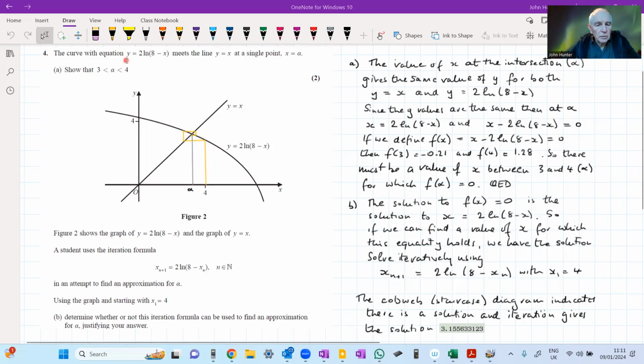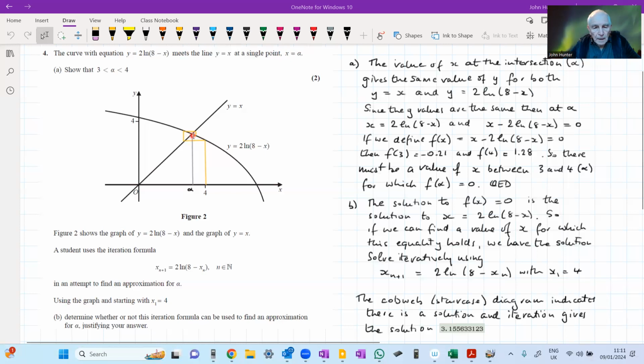The curve with equation y equals 2 natural log of 8 minus x meets the line y equals x at the single point x equals alpha. First of all, we have to show that alpha is somewhere between 3 and 4. Let's have a look. We've got the graph here. Ignore the yellow lines for the moment. So we've got a value alpha here, which is the value of x at which these lines cross.